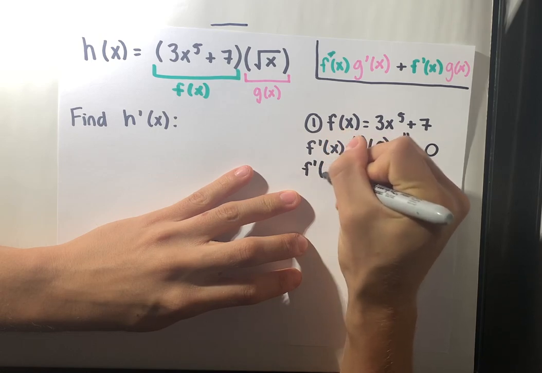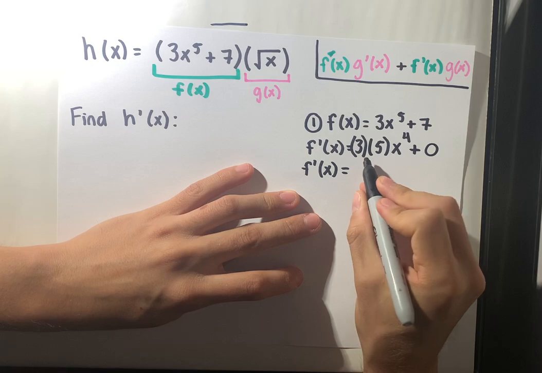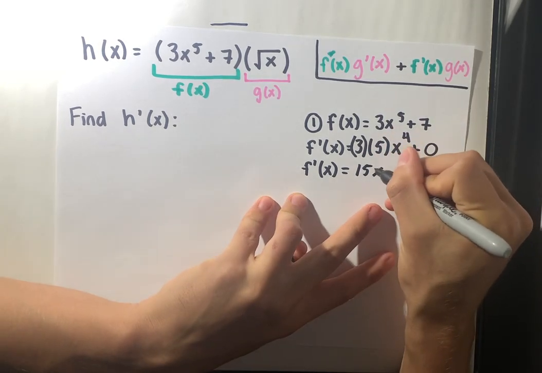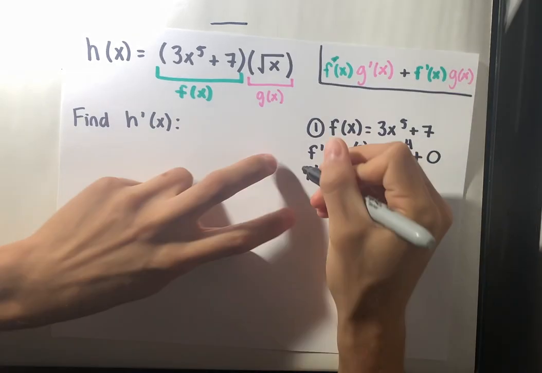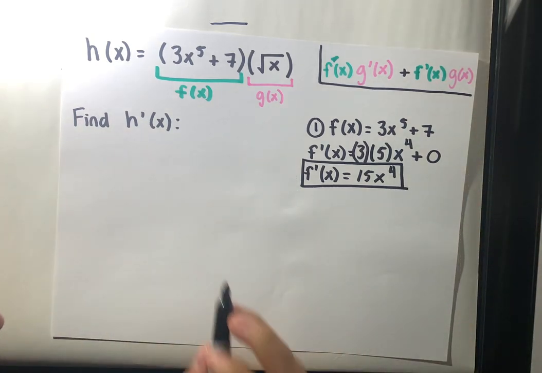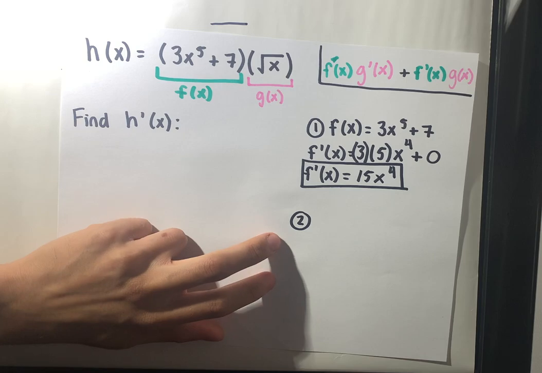Now we know that the derivative of this function f of x is going to be 3 times 5, which is 15, multiplied by x to the power of 4. So there we go, we have our first derivative for our first function. Now let's move on to the second function.